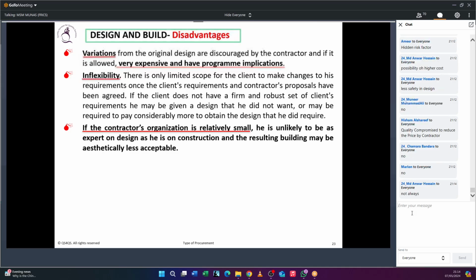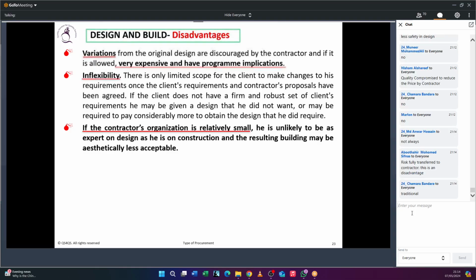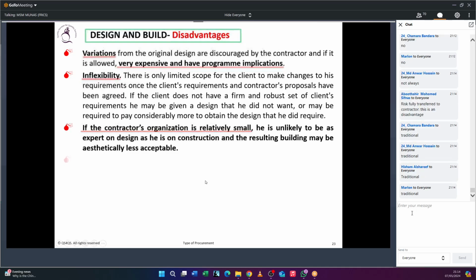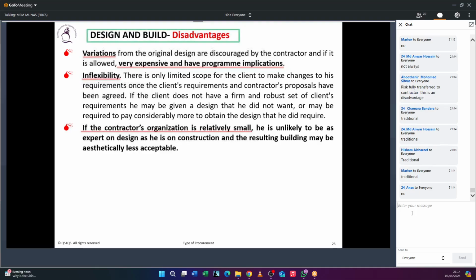So, what do you think about the quality compared to the traditional and the design and build? Where do we have more quality? In the traditional, definitely, because the design is controlled by the employer. Here, less quality. Okay, less aesthetic appearance. So, if you want a very nice building like a five-star hotel, can you go with design and build where you want an aesthetically appealing project? No, you can't go. Be careful. Okay, you can go for a simple apartment which is like a box type. That's fine. Not a very luxurious one or where you want a very aesthetic appearance.